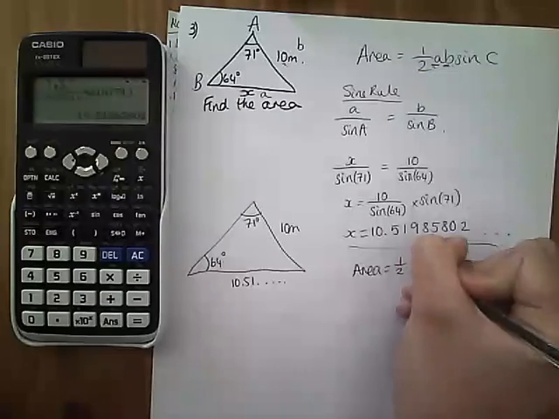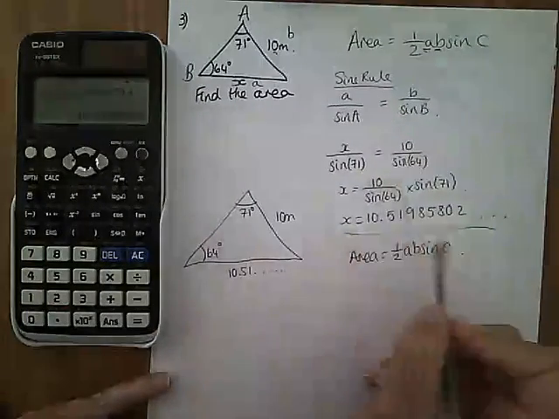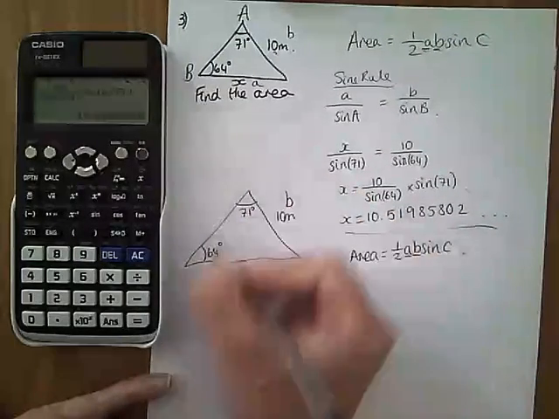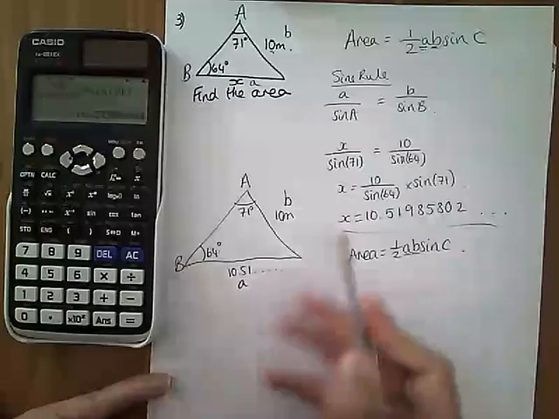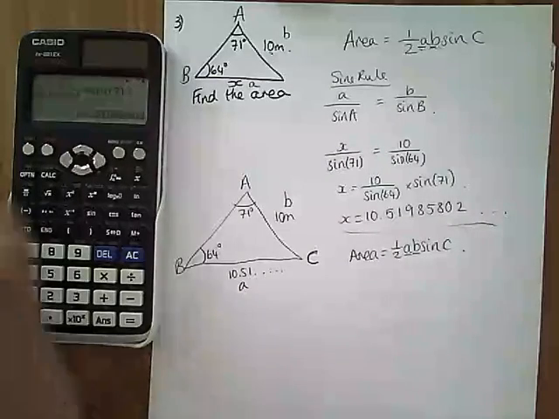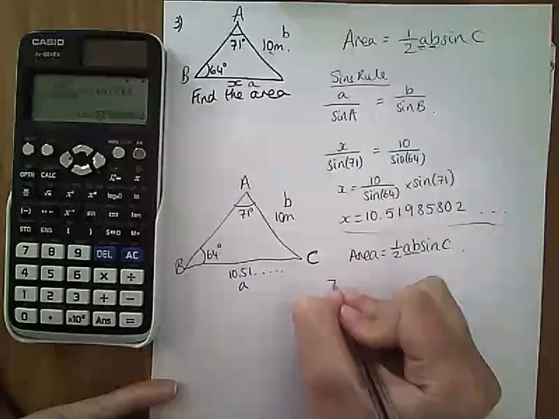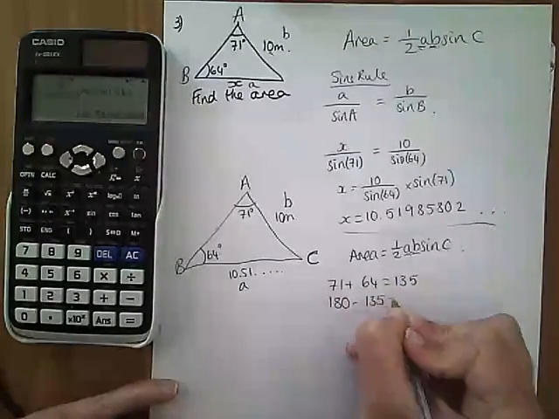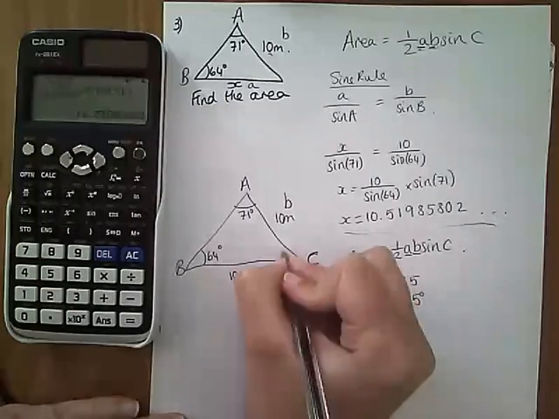The area is a half ab sine C. Now in this formula we need the two sides to be a and b. So we can carry on calling this one a and this one b because those are the sides we have been given. That means that that angle has to be A and that angle has to be B, so this angle here has to be C. Angle C obviously we have not been given, but don't panic because we don't have to do anything too tricky. Because angles in a triangle add to 180, we do 71 plus 64, which is 135, and then take it away from 180, which hopefully is 45 if I'm not mistaken. So that angle there is 45 degrees.